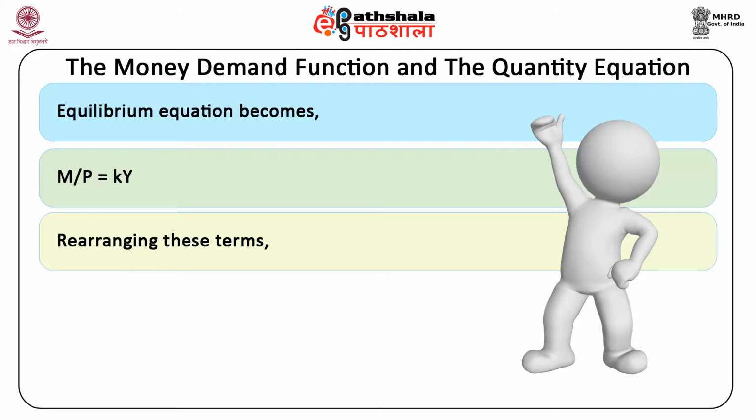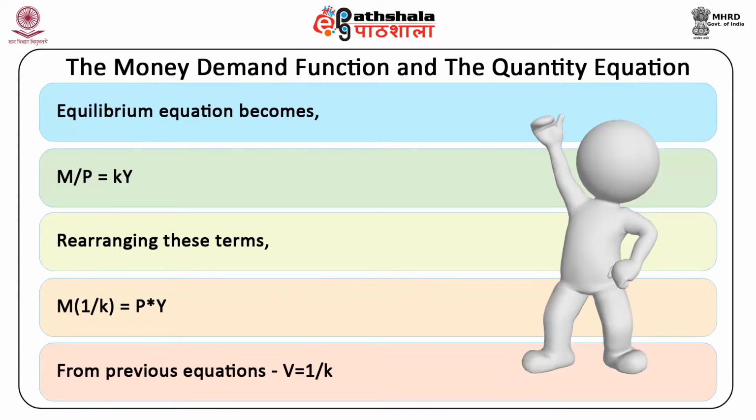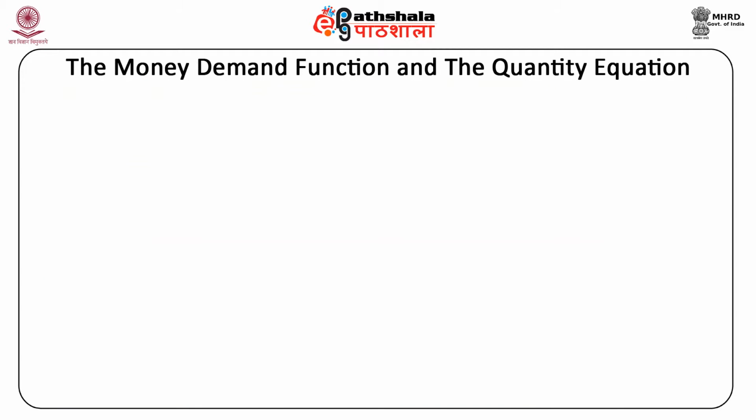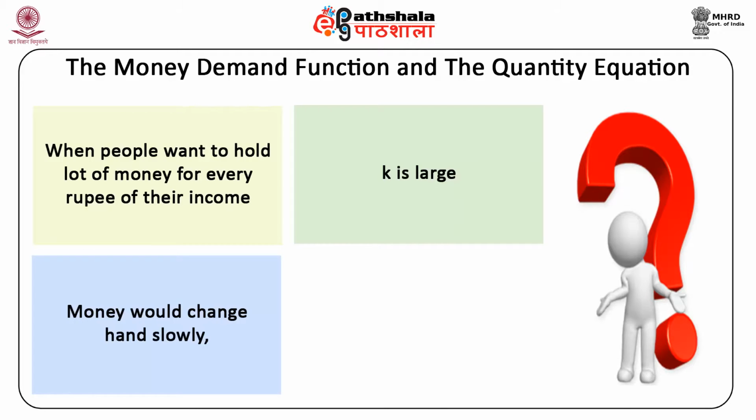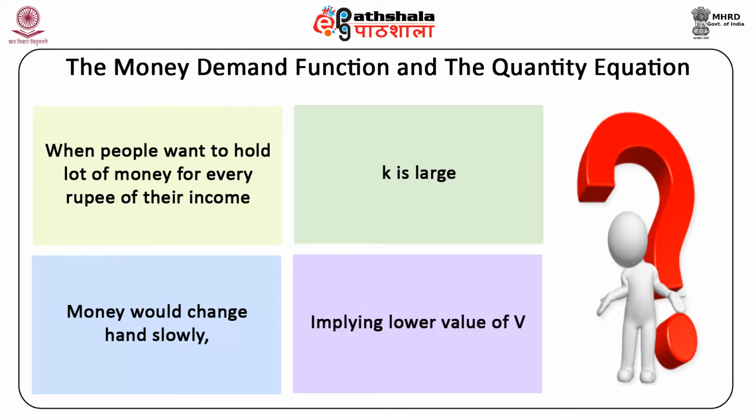Rearranging these terms, M 1 upon K is equal to P into Y. From previous equations we get V is equal to 1 upon K. This can be understood as when people want to hold a lot of money for every rupee of their income, that is K is large, then money would change hands slowly, implying a lower value of V.